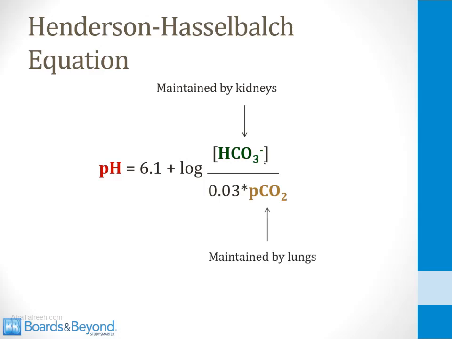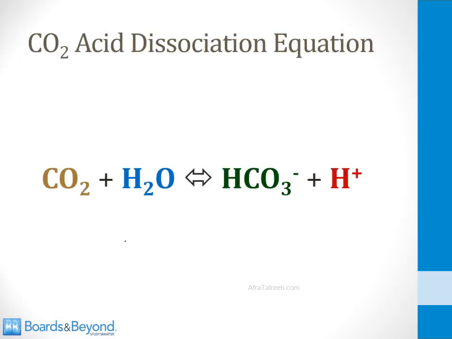Also important to recognize in this equation is that bicarbonate is in the numerator, so when it goes up, the pH goes up, and carbon dioxide is in the denominator, so when it goes up, pH goes down. If you don't want to remember the Henderson-Hasselbalch equation, you can also remember the carbon dioxide acid dissociation equation, which I've shown on the slide here.